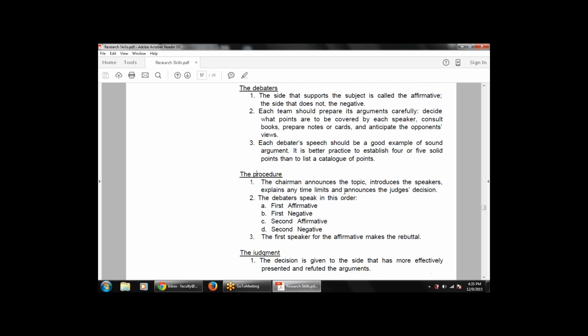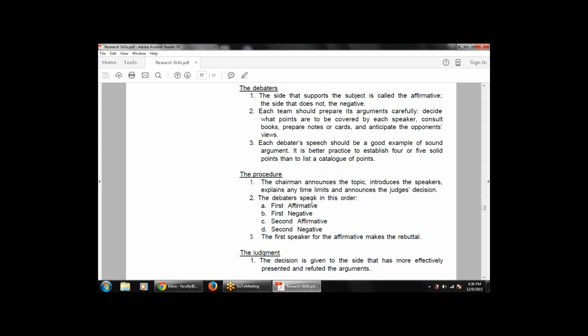Then what is the procedure that is followed? The chairman announces a topic, introduces the speakers, explains the time limit and announces the judges' decision. So the chairman announces the main topic, introduces each and every speaker, explains any time limit, and announces the judge's decision at the end of the debate.